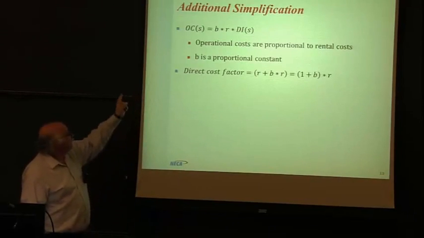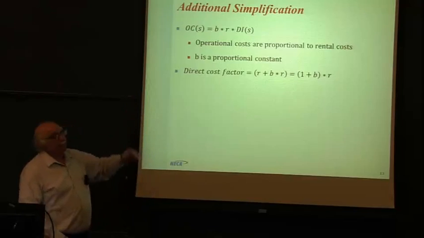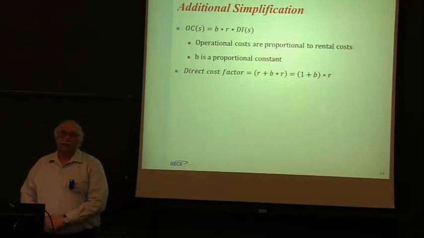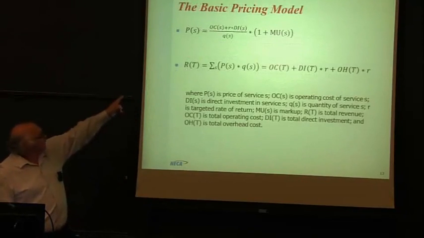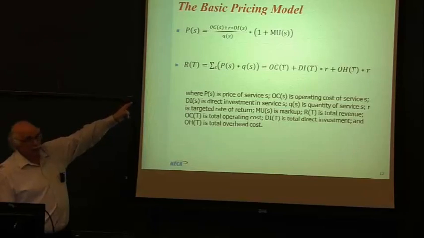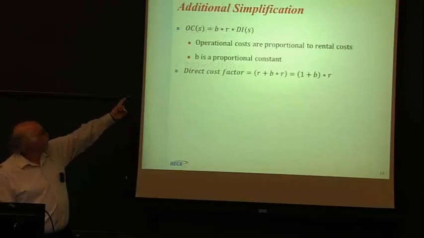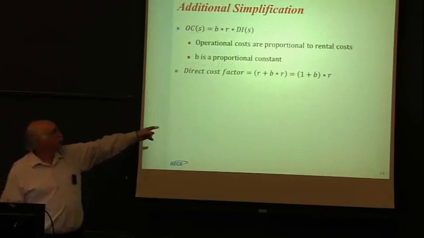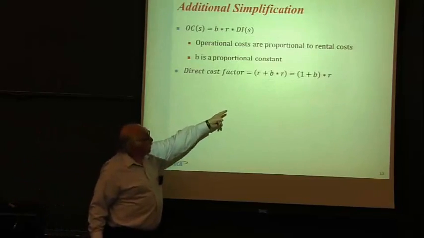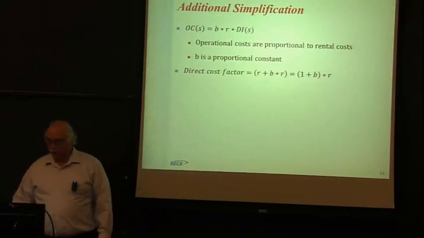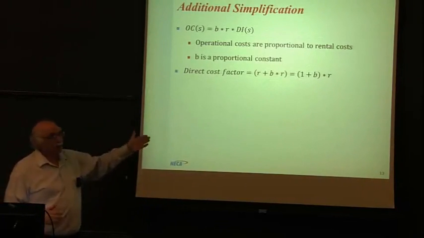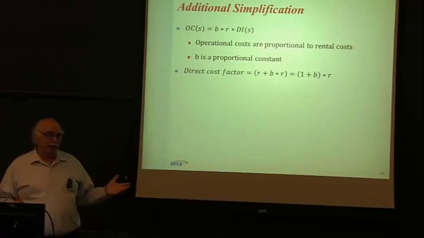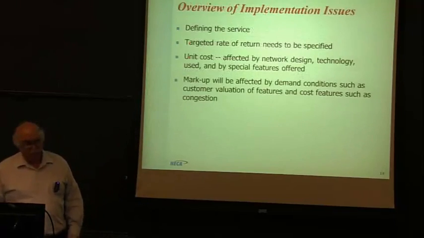So once we do that, we link operating costs for a particular service to a direct investment in a particular service. So if you go back, you'll see that we had operating costs plus rental price. Now we're going to link price completely to equipment by making this connection with operating costs. And we call this a direct cost factor. And so R is the required rate of return for investors, and then you add a little bit to cover operating costs. Okay, that's the way to understand it.